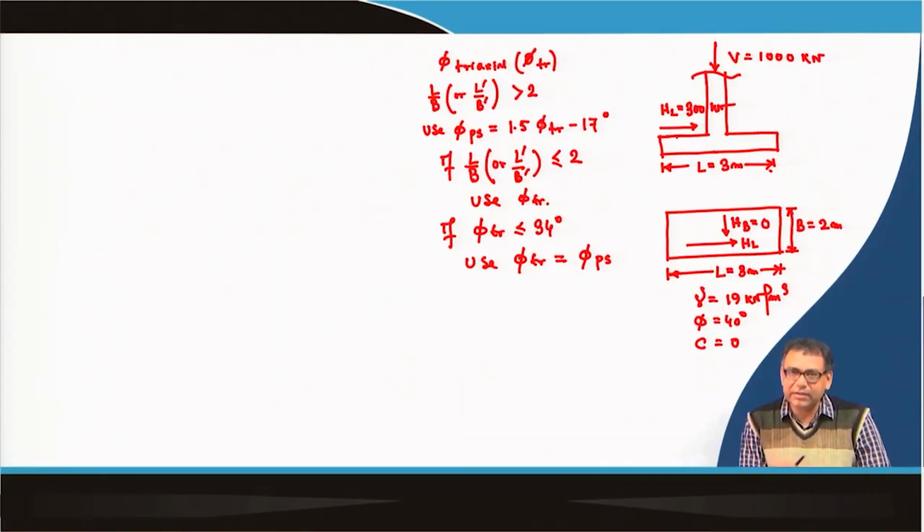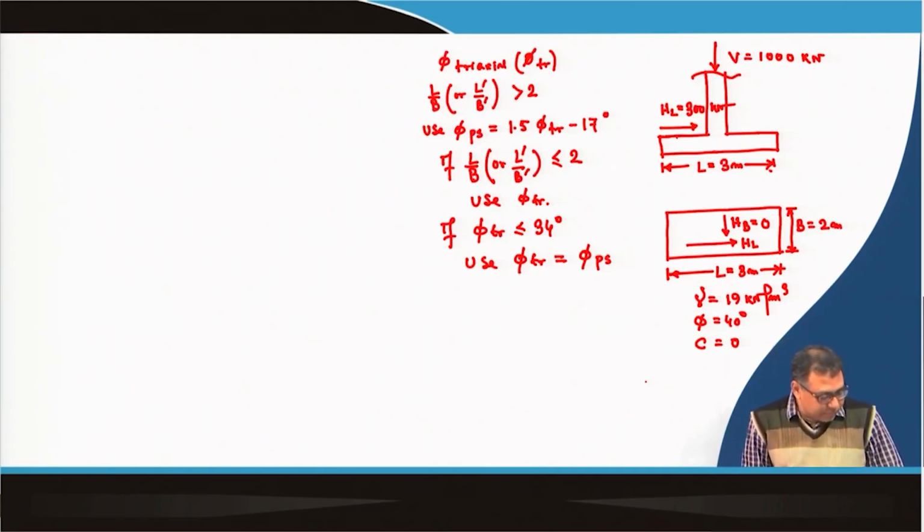And if length is less than or equal to 2 times the width, but phi triaxial is more than 34 degree, then you use that phi triaxial. But if only phi is given, as for this problem, because it is not specifically mentioned how this phi has been determined, then whatever the length or B ratio, use phi equal to 40, whatever phi is given.